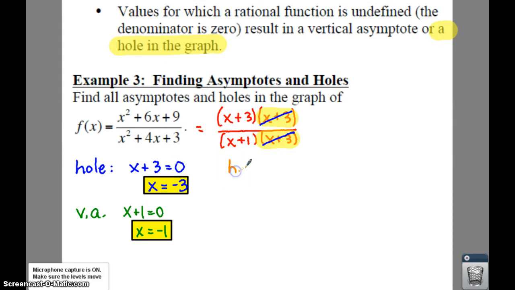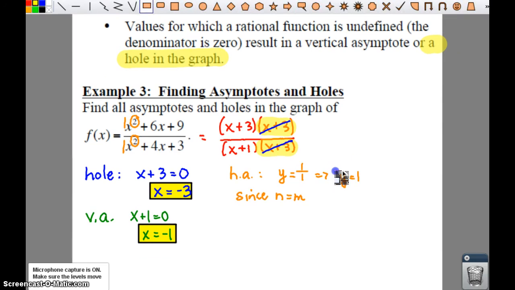To find your horizontal asymptote, remember that is where you have to use the degrees of your polynomials. Well, both of these, your numerator and your denominator, have the same degree. So since n is equal to m, in order to find your horizontal asymptote, you set your coefficients on top of each other and divide. So we have a 1 divided by a 1, which means our horizontal asymptote is at y equals 1. So that's how you find your horizontal and vertical asymptotes and how you can find a hole.